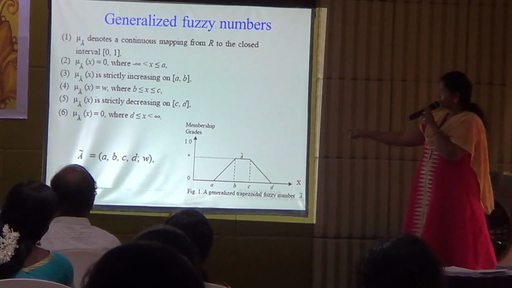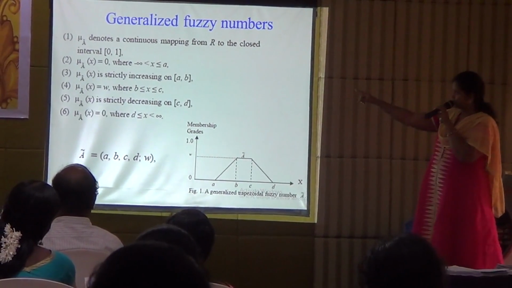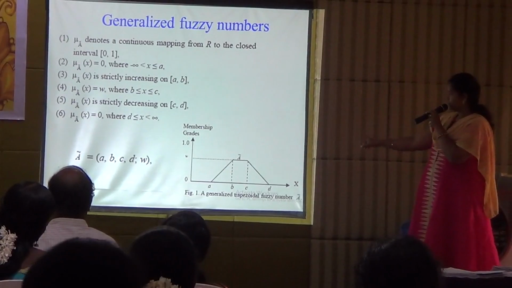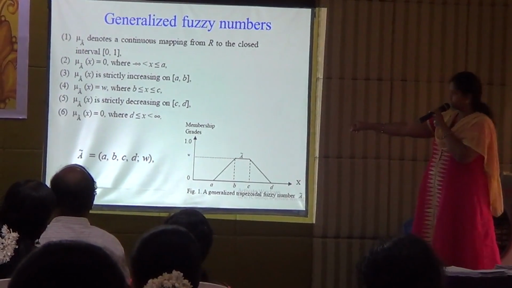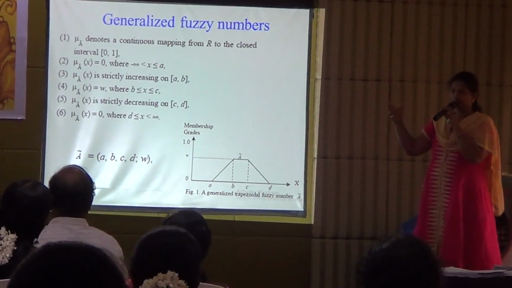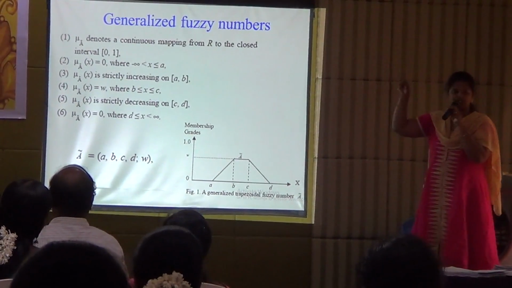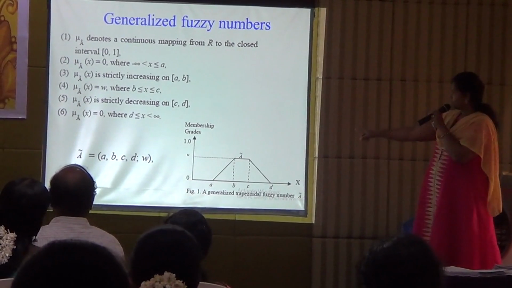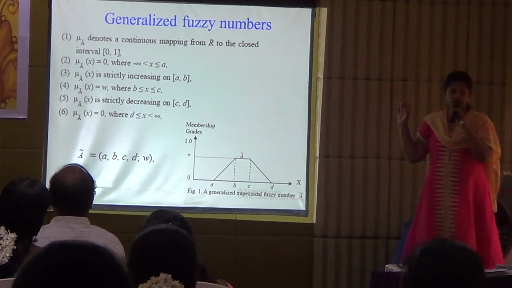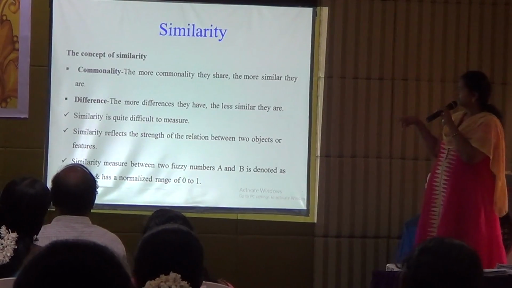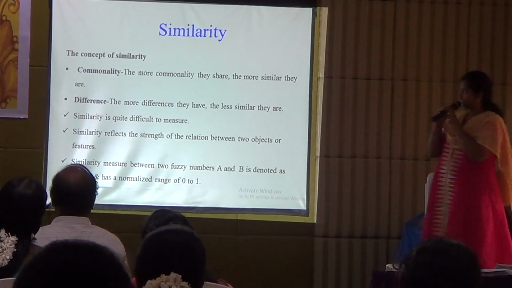So from 0 to A, the membership function is 0, and from A to B it is strictly increasing, and from B to C it will be constant, that is W. We can take that maximum W is equal to 1. That is the level of confidence. And next, from C to D it will be strictly decreasing, then after that the membership value is 0. So this is the basic definition of similarity.